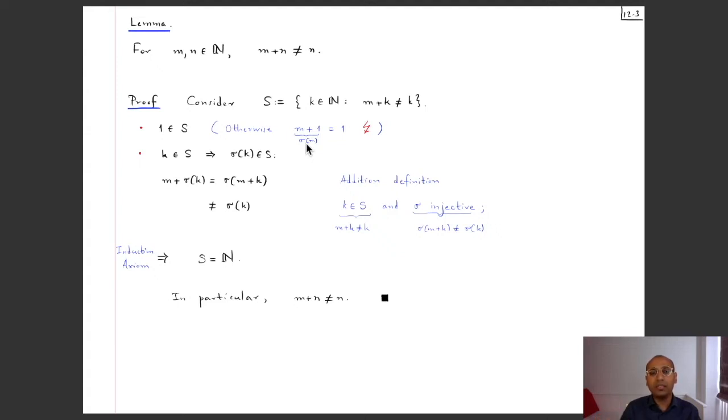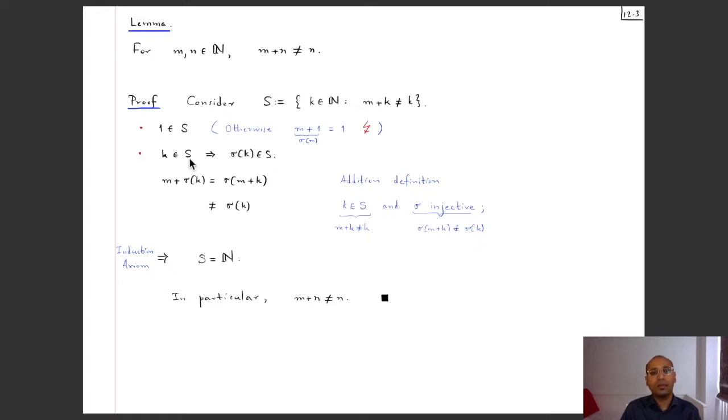So we get a contradiction if m plus 1 is equal to 1. So this cannot hold, so m plus 1 is not equal to 1. In other words, 1 belongs to S. Now let us assume that k belongs to S, and we'll show that its successor also belongs to S.